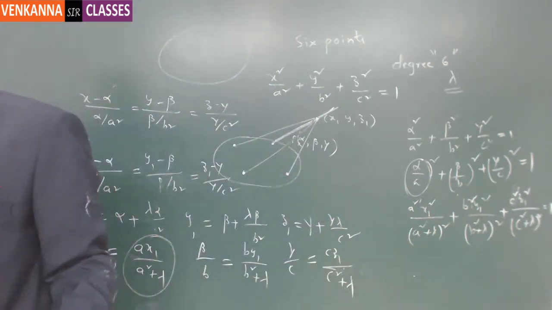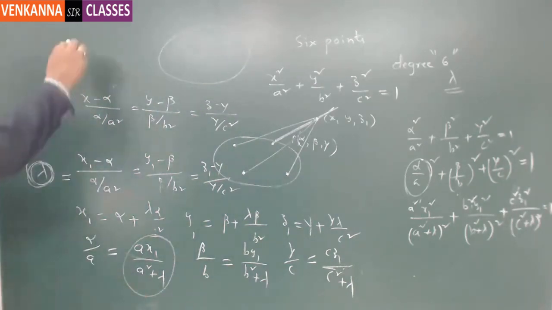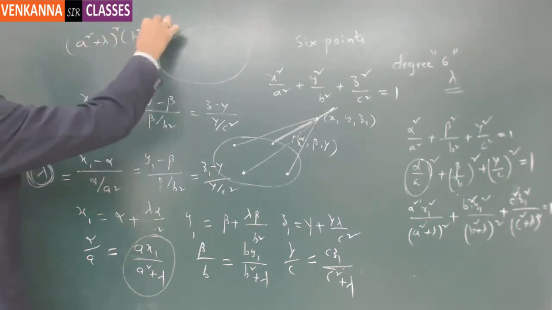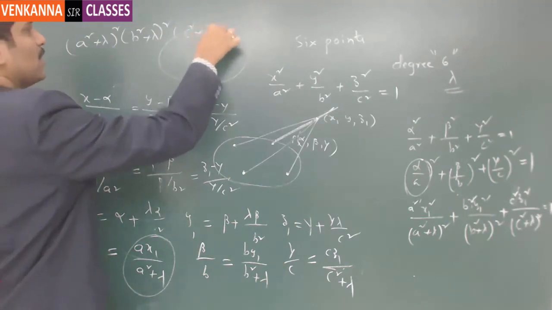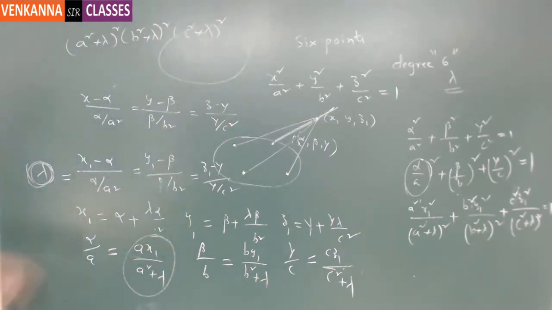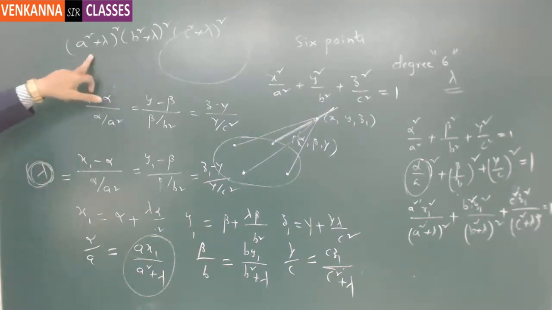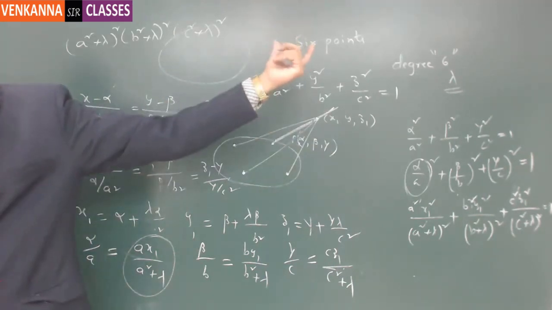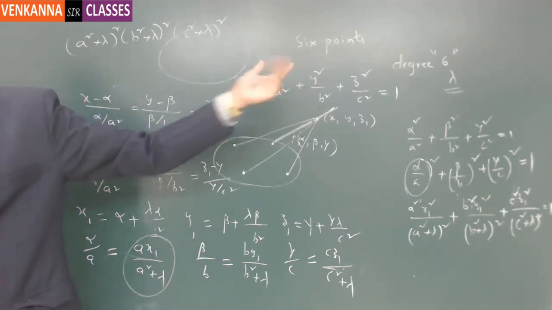If you take LCM, I will say that a square plus lambda whole square into b square plus lambda whole square into c square plus lambda whole square. Then if you consider the product, we will get lambda power 6 or not? In the denominator it will become 6. So right side you have 1. If you take the denominator to the right hand side, you will get 6 for lambda. That's what I am saying.